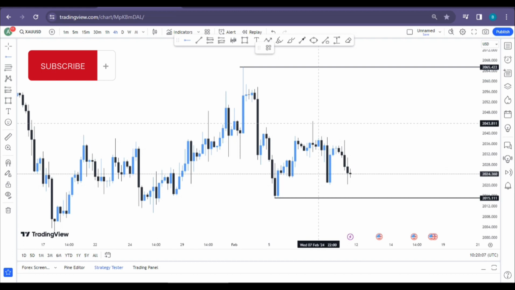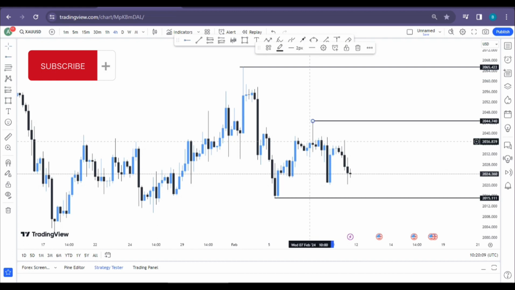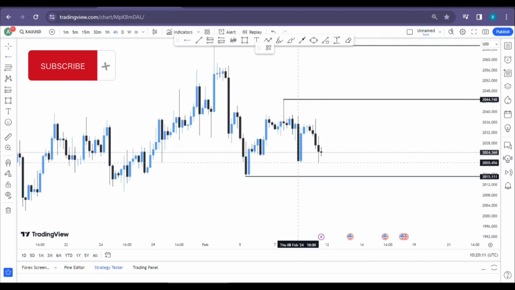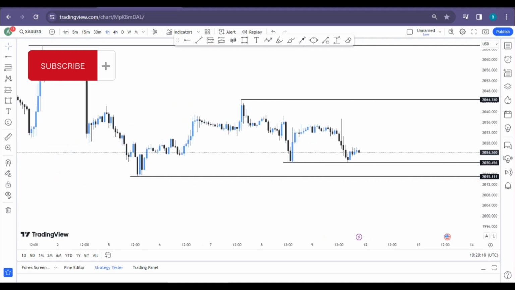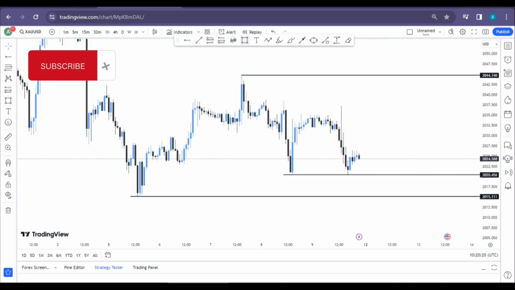So this is going to be my high based on the 4-hour time frame, and this will be my low. I then plot this high also here and then these recent lows, right? So this is what I do on the 4-hour time frame. Then I move to the 1-hour time frame.